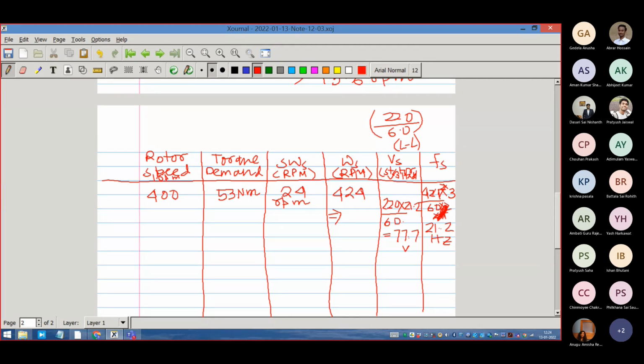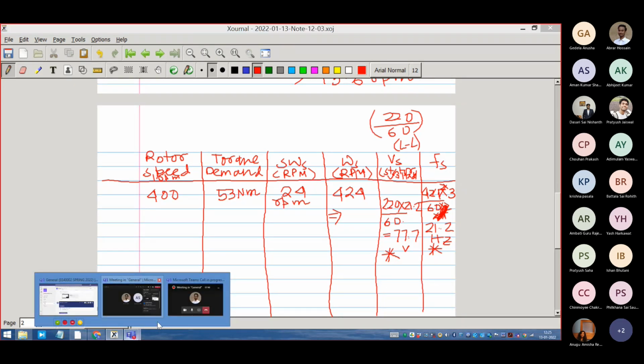So when I am operating the machine as a variable speed operation, this is what I am supposed to do. I am supposed to generate a sinusoidal voltage of 77.7 volt RMS at the motor line to line terminals, and the frequency of that should be 21.2 hertz. Then I am expected to get a rotor speed of 400 RPM and the torque will be 53 Newton meter developed by the machine. Some question is coming. Anybody? Hello? Is there anything you want to ask?